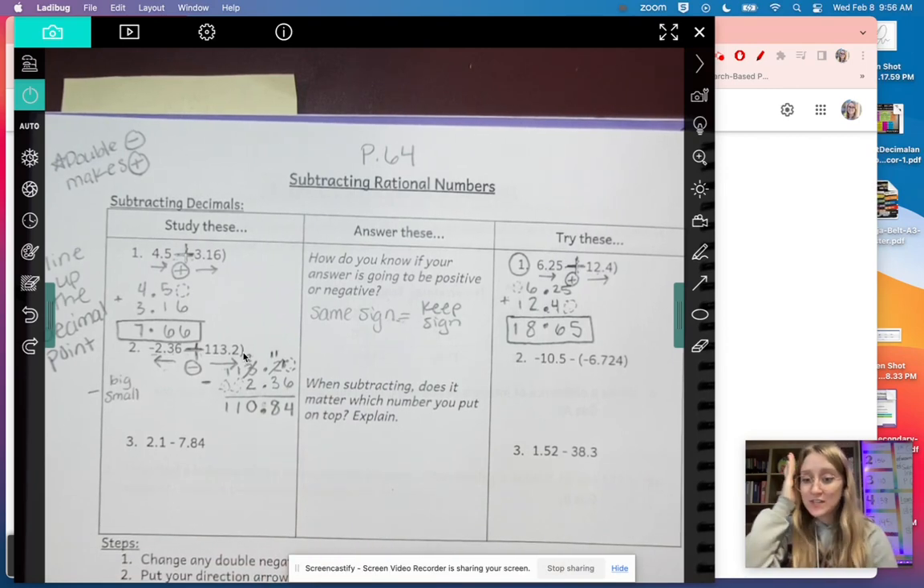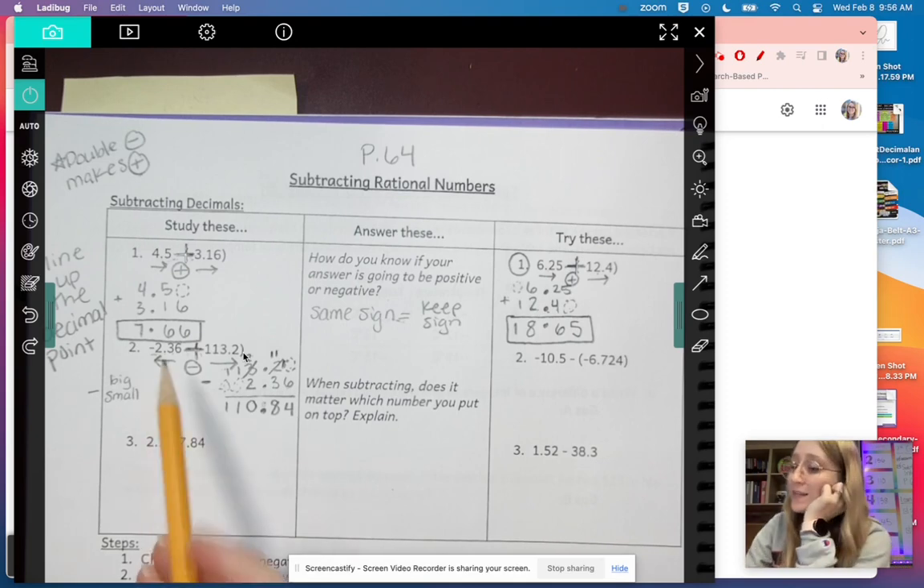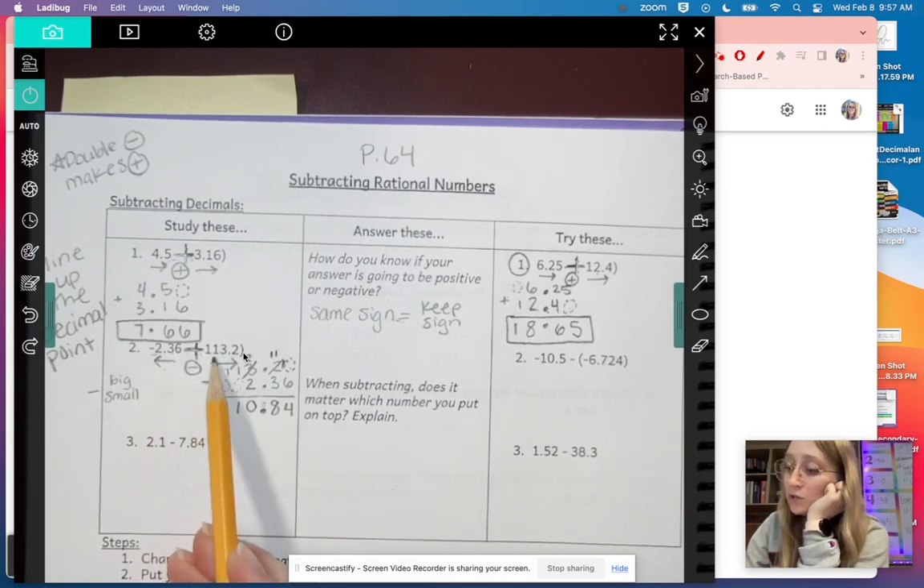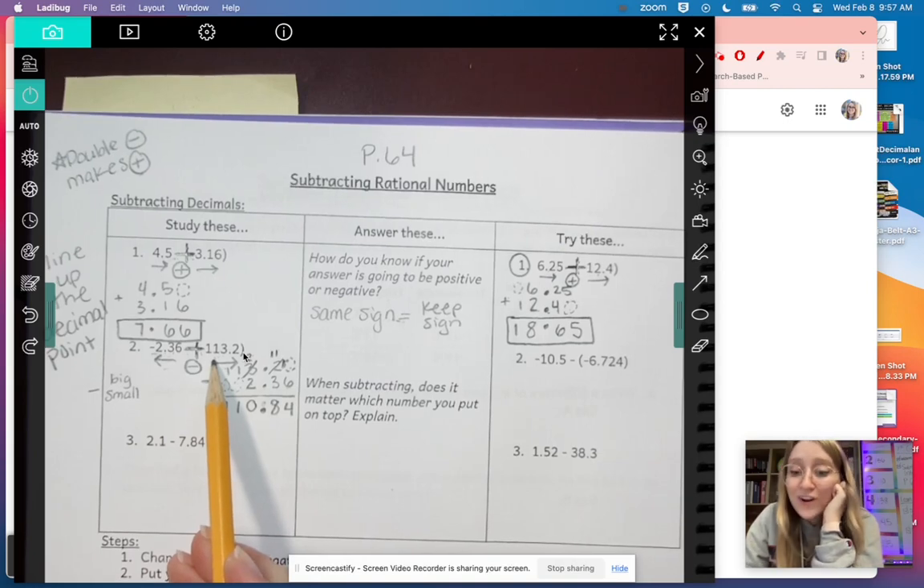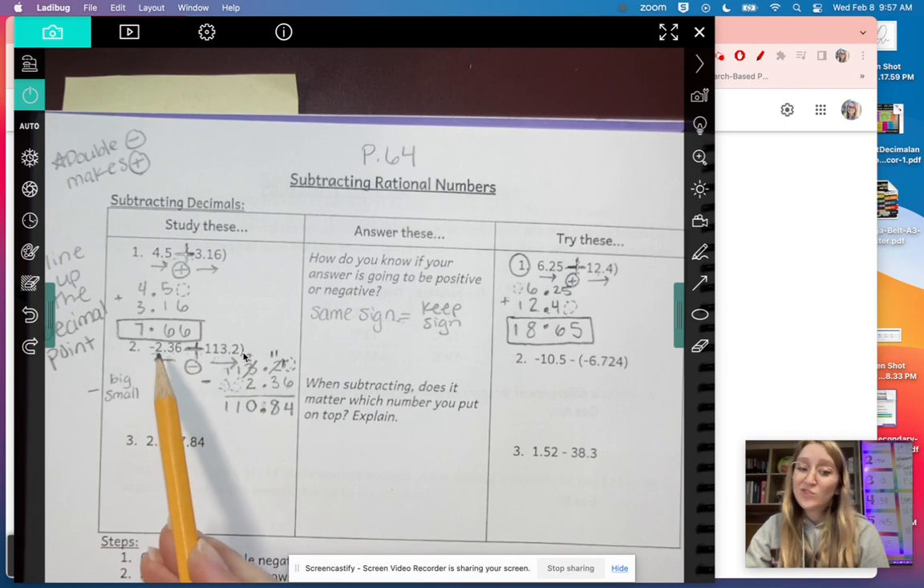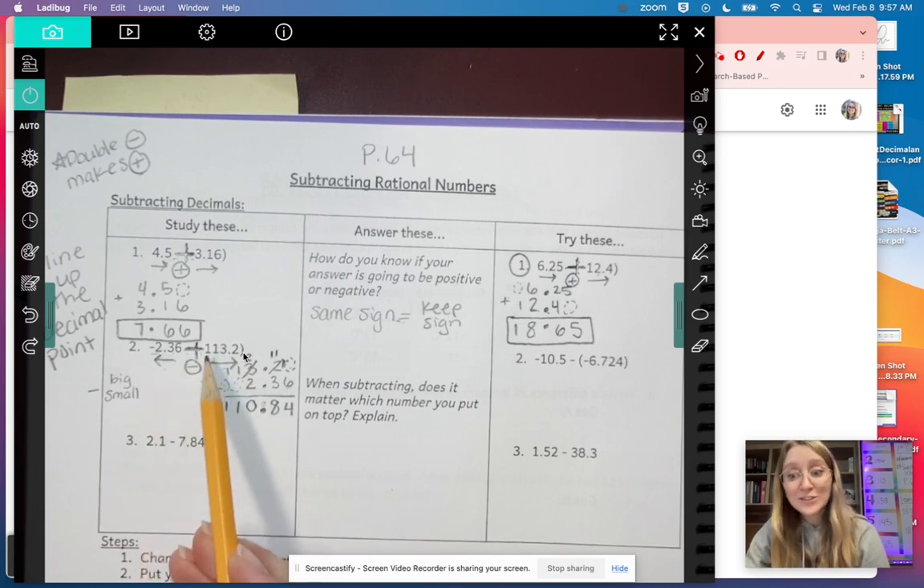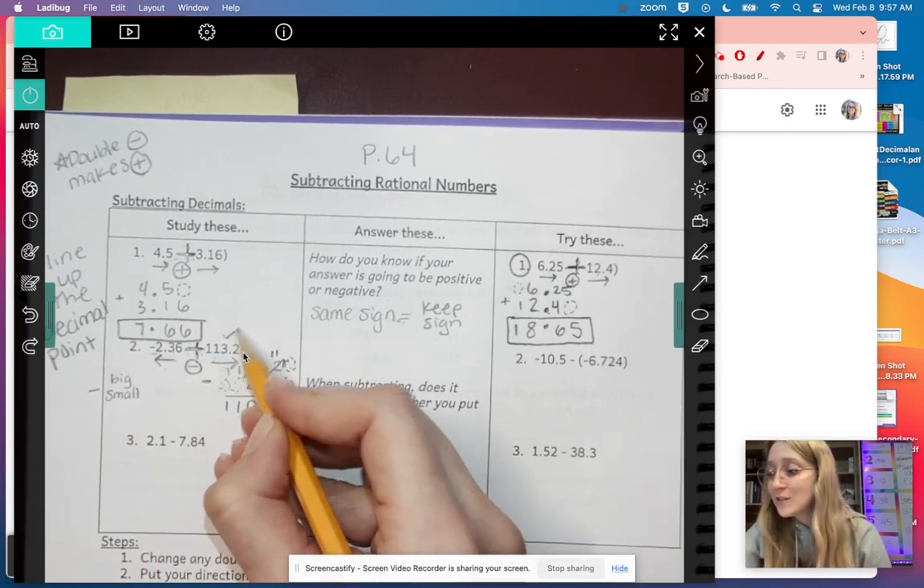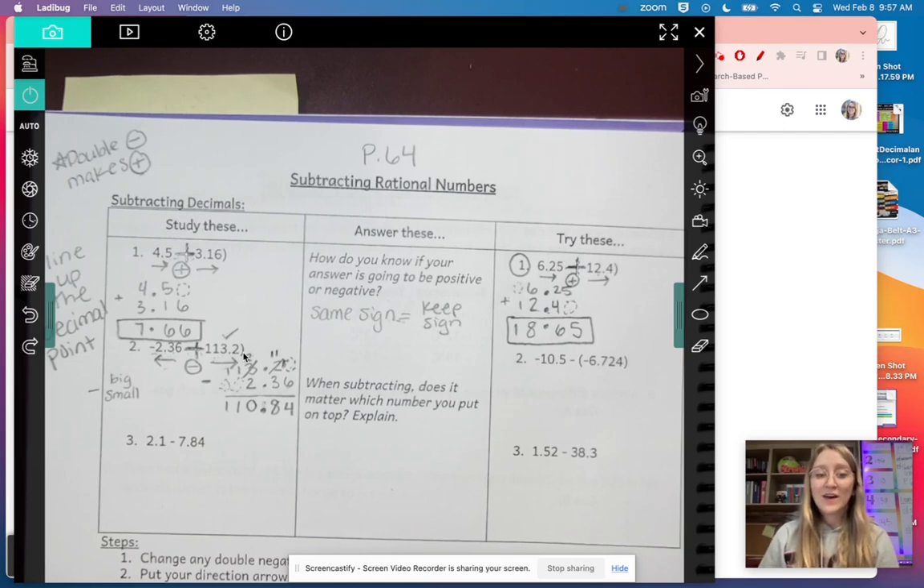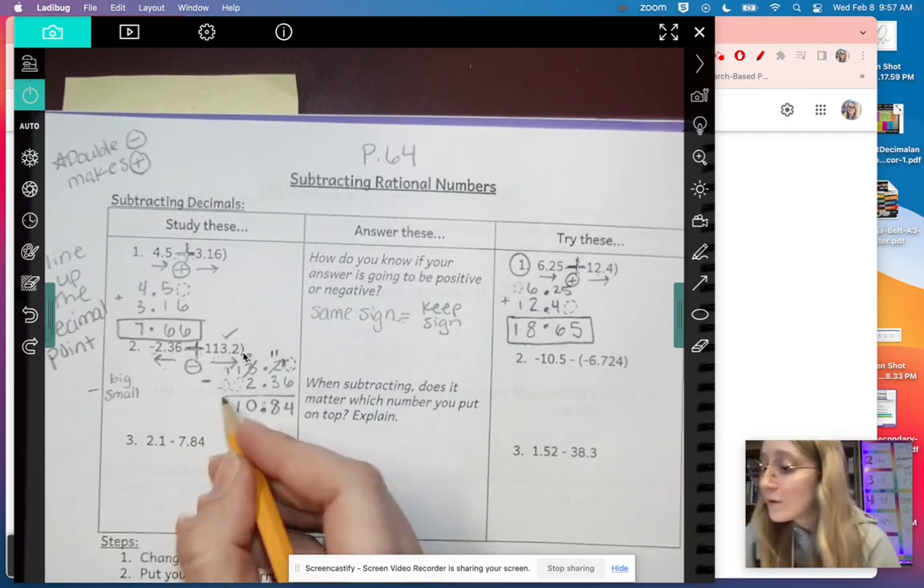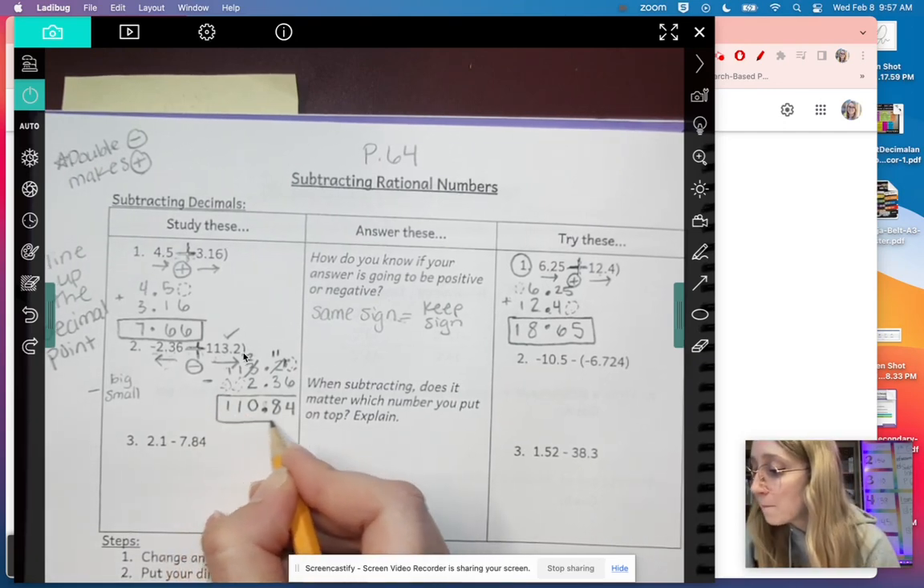But don't forget your sandwich. We start thinking about signs. We end thinking about signs. What sign should I use? Because this is different sign, we're thinking about, well, what's going to be left over after we cancel out the 0 pairs. I have 2 negatives. I've got 113 positives. So 113 is definitely going to be my bigger value. It's positive, so I'm going to keep my answer positive.